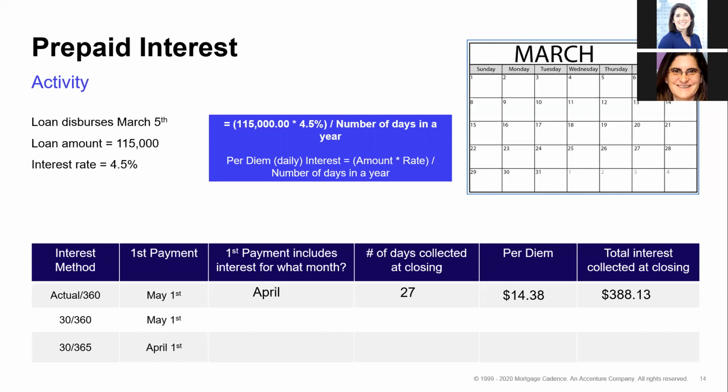382.41. We might have been off by the number of days. So again, let's just double check because this is where you're going to be off like a day or two or $1 or $2. So we're going to take 115 times 4.5%. That part's easy. In this case, we want to divide by 360. Why? Because that's what the lender said on this row. That gave us our 1438. 1438 times 27. 88, 13. Perfect. Now let's do it again.